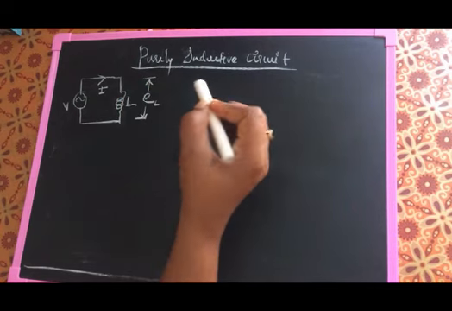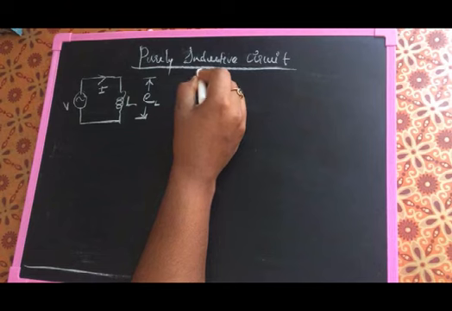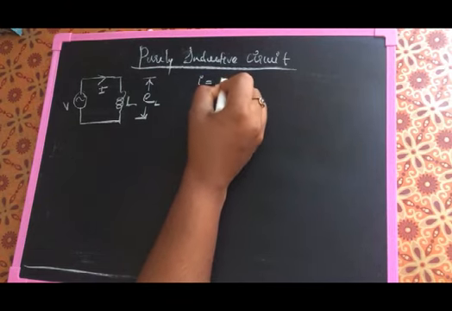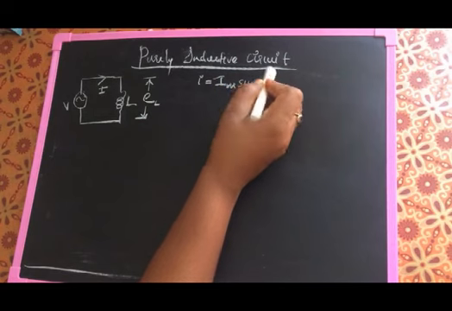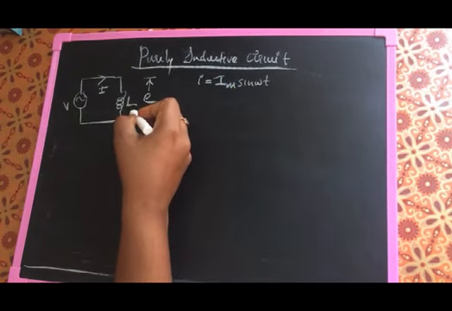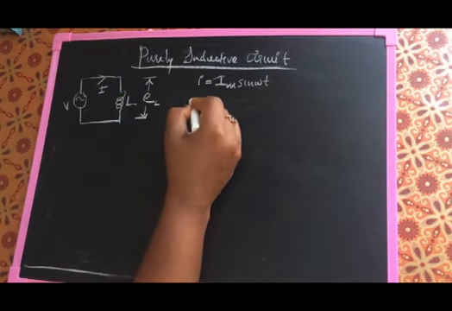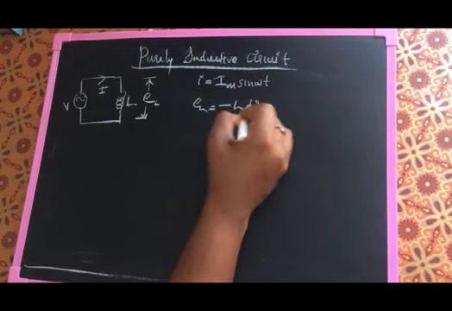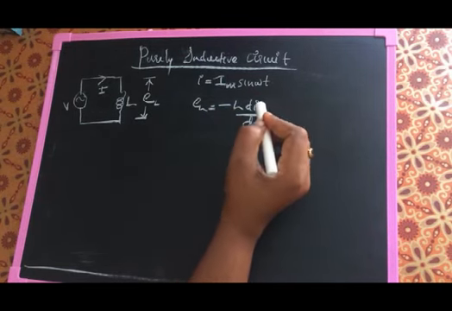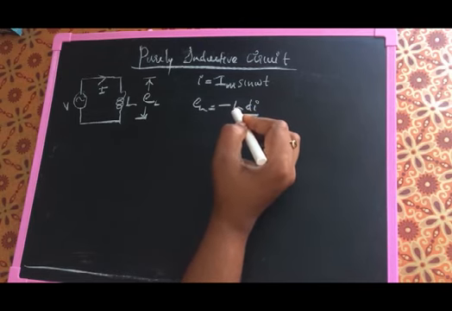In this derivation, we are going to start with the equation I, the instantaneous value, is equal to Im sin omega t. What is the equation of voltage in an inductor that we already know? eL is equal to minus L di by dt. This we have already learned in the first chapter itself, and this minus stands for Lenz's law.